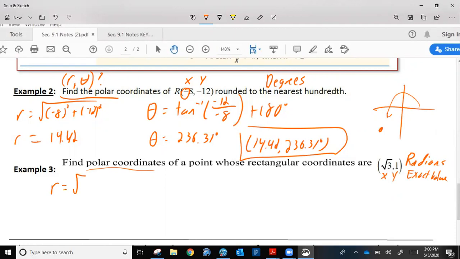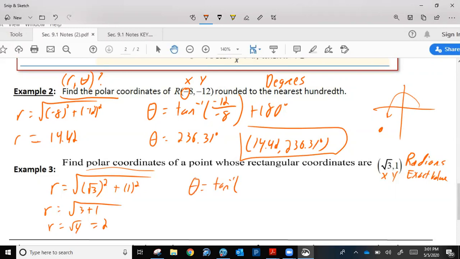So the radius is radical 3 squared plus 1 squared. That's going to be 3 plus 1, which is radical 4, which equals 2. My angle is the inverse tangent of y, 1, over x, radical 3. It's a positive radical 3 for the x, which means I do not need to add pi to this. That is okay as is.